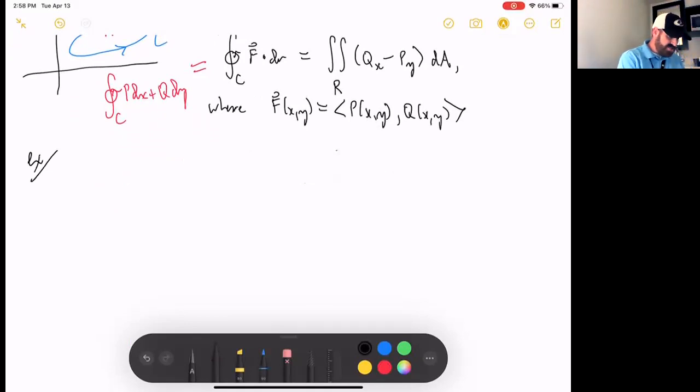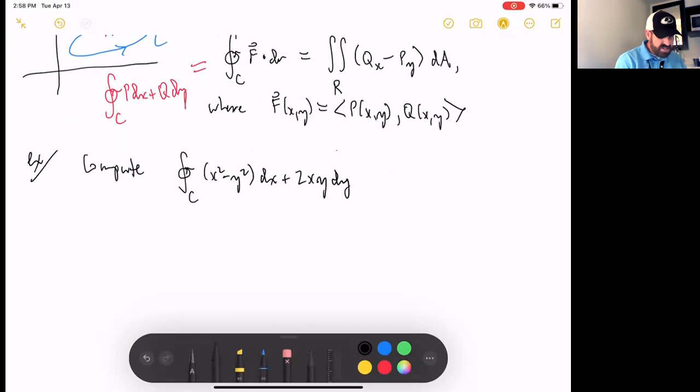So what about this? Let's compute the following: the integral over C, and this curve is going to have positive orientation all the way around, of x squared minus y squared dx plus 2xy dy. And what's C? C is given by the cardioid r equals 1 plus cosine of theta. You may or may not recall that that's a cardioid.